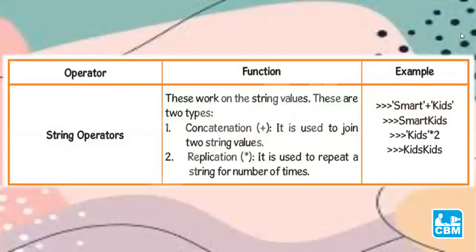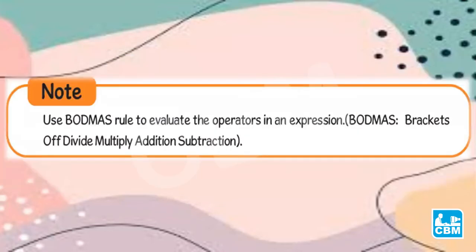The string operators are used to work on the string values. The string operators can be classified as the concatenation operator, that is used to join two string values, and the replication operator, that is used to repeat a string value for a number of times. The BODMAS rule is used to evaluate the operators in an expression.